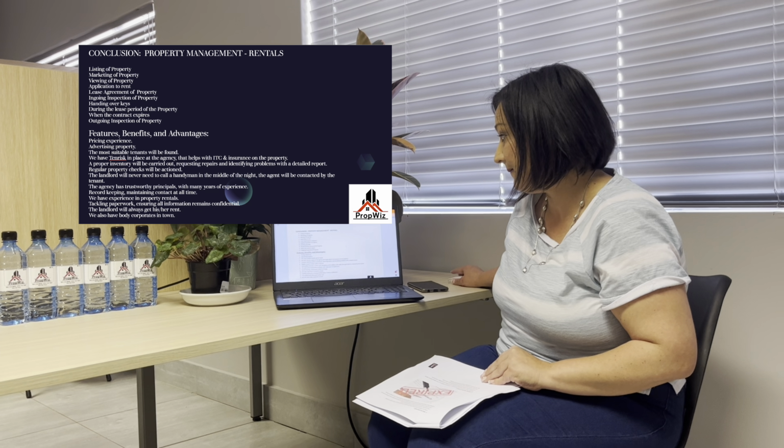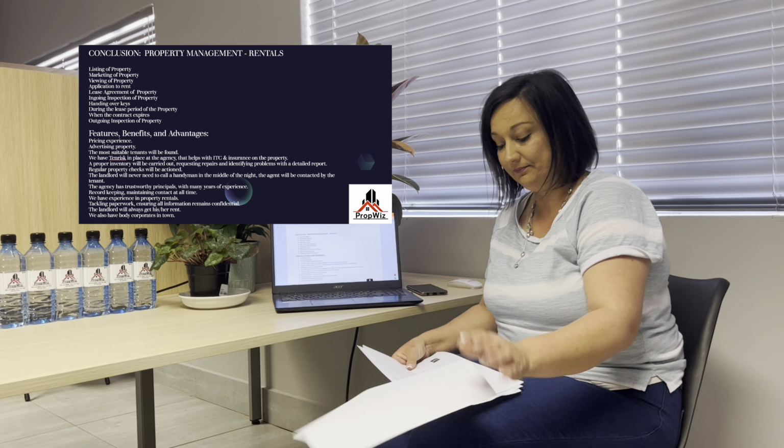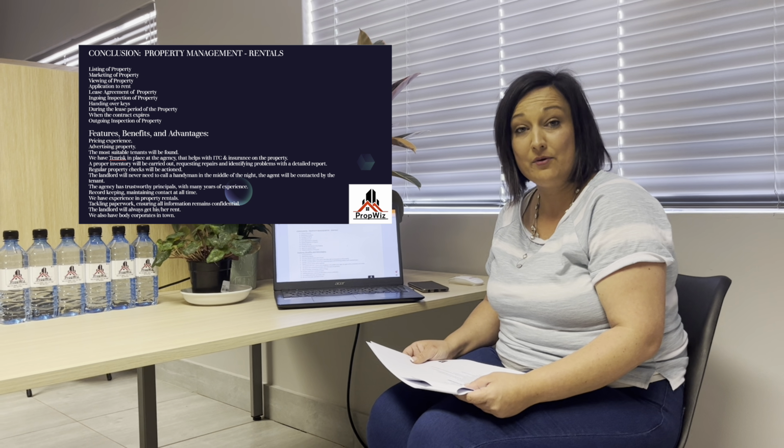Conclusion. Property management. Firstly, we're going to do the listing of property, marketing of property, viewing of the property, application to rent the property, lease agreement of the property, ingoing inspection of the property, handing over the keys, during the lease period of the property, and when the contract expires, and outgoing inspection of the property.